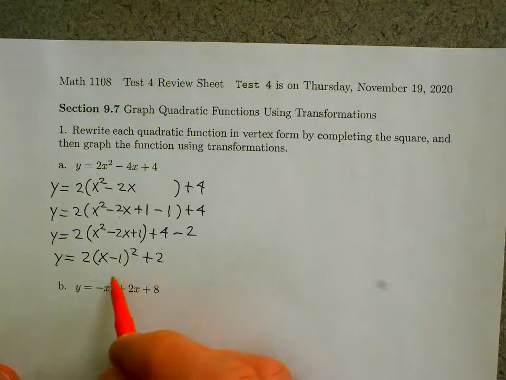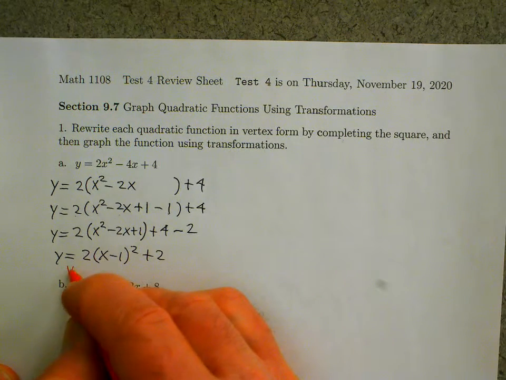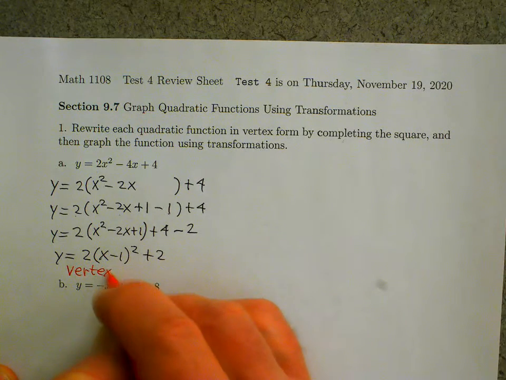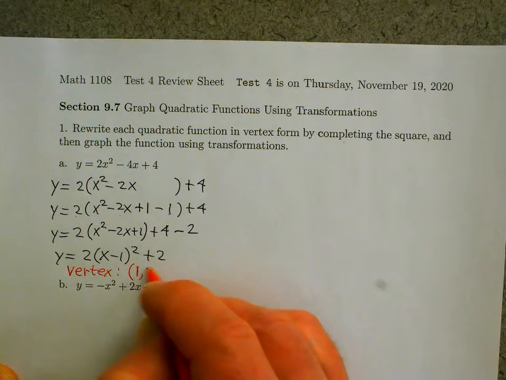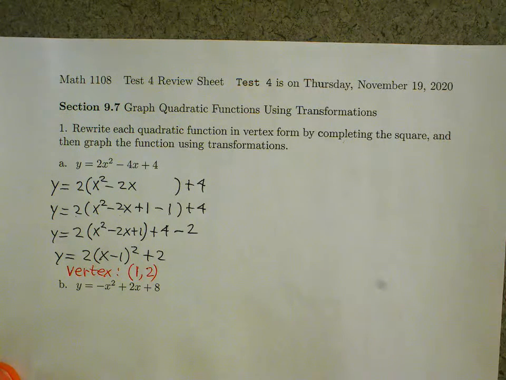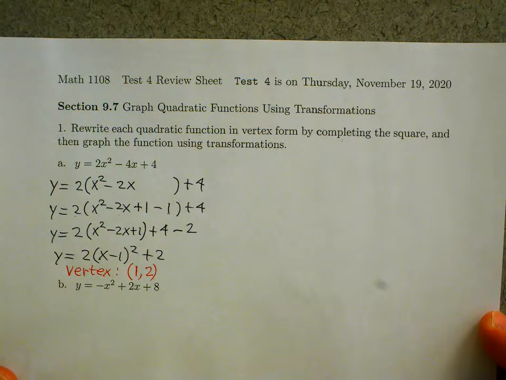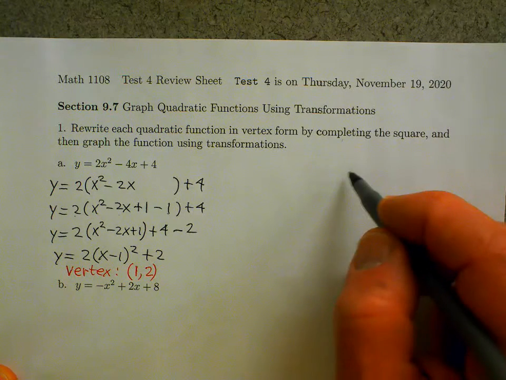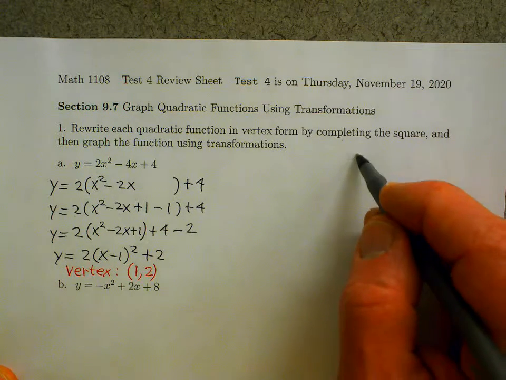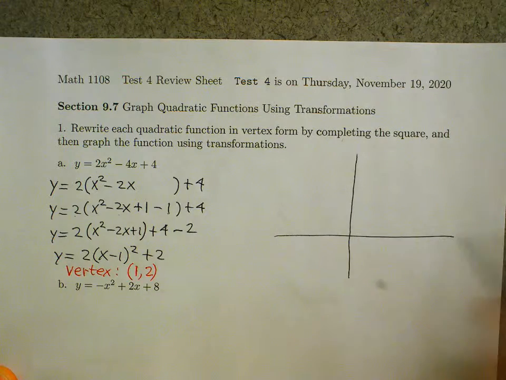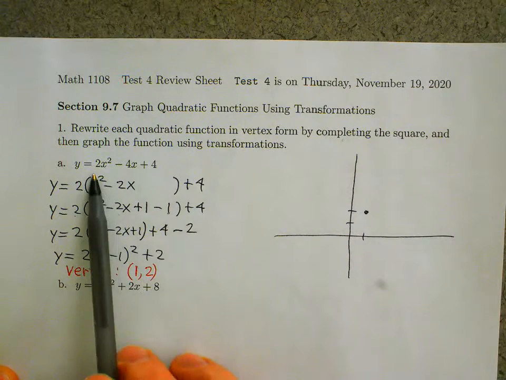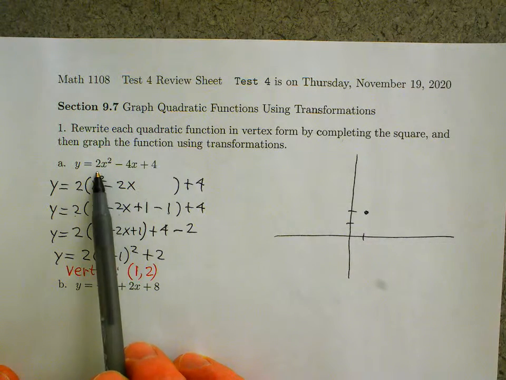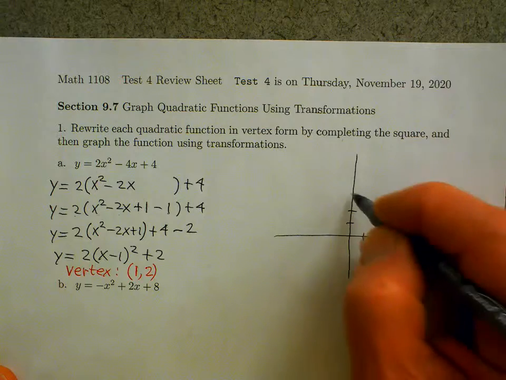Okay, so now we can identify the vertex. The vertex is the ordered pair 1 for x and 2 for y. Okay, this vertex (1, 2) is above the x-axis. And the leading coefficient, that is the coefficient of x squared, is positive. So the parabola opens upward.